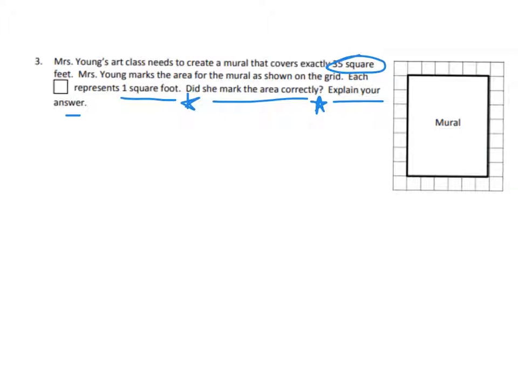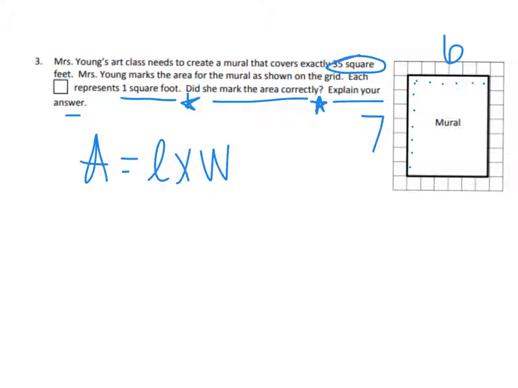And explain your answer. So the first thing I need to do is count how many I have side to side, or my length. So I have 1, 2, 3, 4, 5, 6. Now I need to count the width. 1, 2, 3, 4, 5, 6, 7. Now I need to determine the area. Area equals length times width. Go ahead and solve for the area. Then answer, did she mark the area correctly? And explain your work. Pause the video while you work and replay when you are ready or if you get stuck.